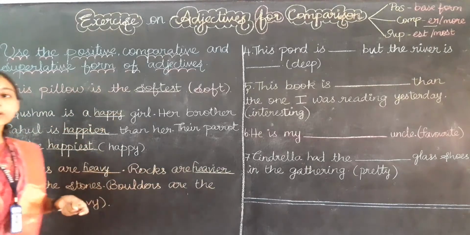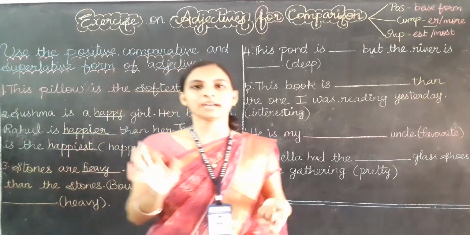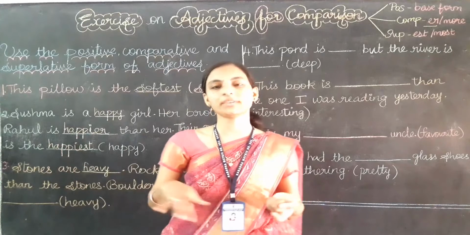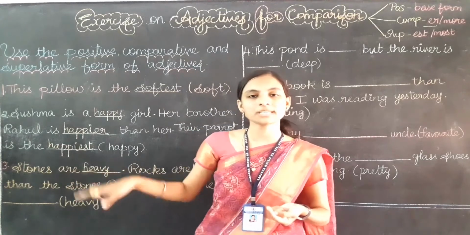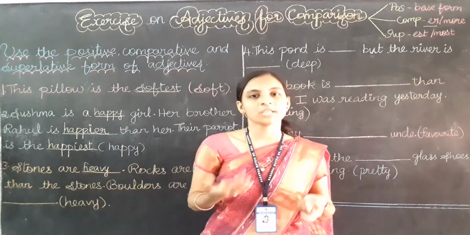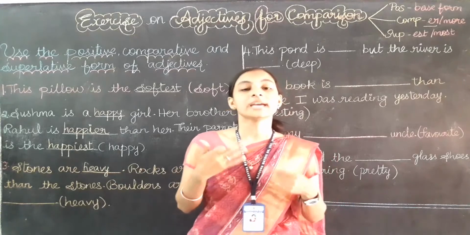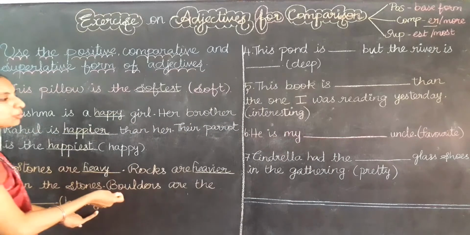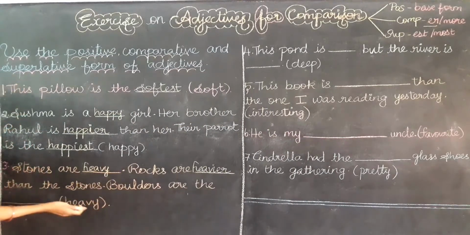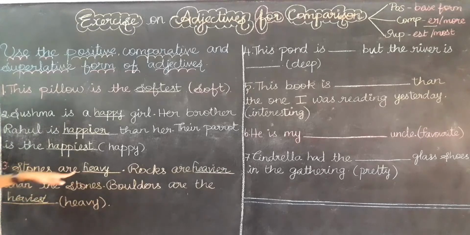Now, among these rocks and stones, only boulders are the heaviest. They are saying that only boulders are much heavier than these stones and, sorry, stones and rocks. So among these things, only boulder is very heavy. So here we need to use which form of adjective? Yes, superlative adjective. So for writing superlative adjective, I need to use EST because it is a small word, but it ends with Y, so I am going to remove the Y. Instead I will add IEST, heaviest. Now the sentence will become: stones are heavy, rocks are heavier than the stones, boulders are the heaviest.